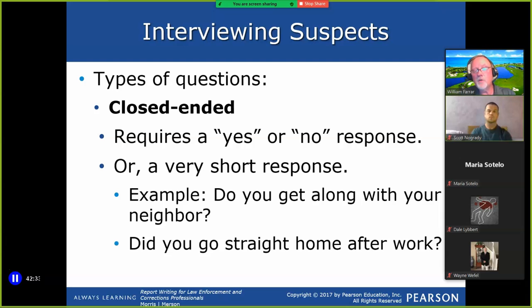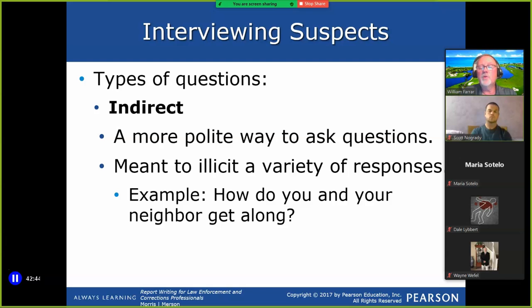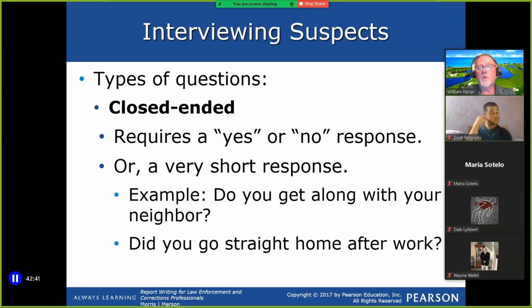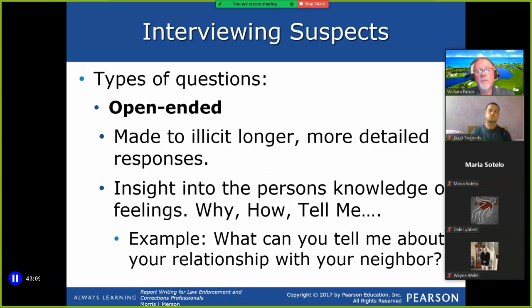A closed-ended question requires a yes or no, or a really short response. So you could change that from how do you and your neighbor get along, where you could get a variety of responses, to do you get along with your neighbor? And it could be yes or no. And then you could say, well, why not? So it's more of a yes or no, or a very short answer. Did you go straight home after work? Yes or no. So those are closed-ended questions.